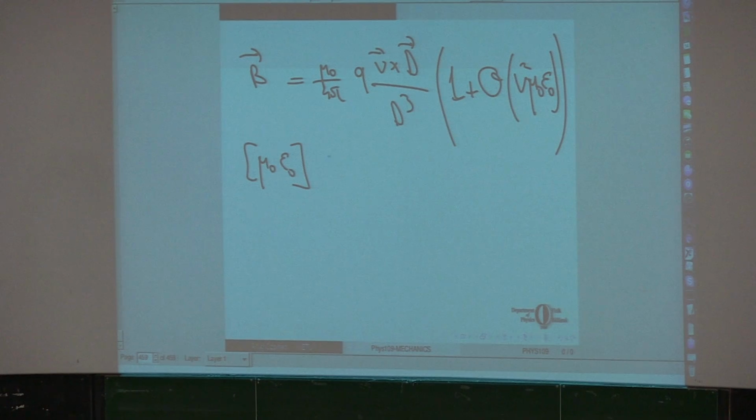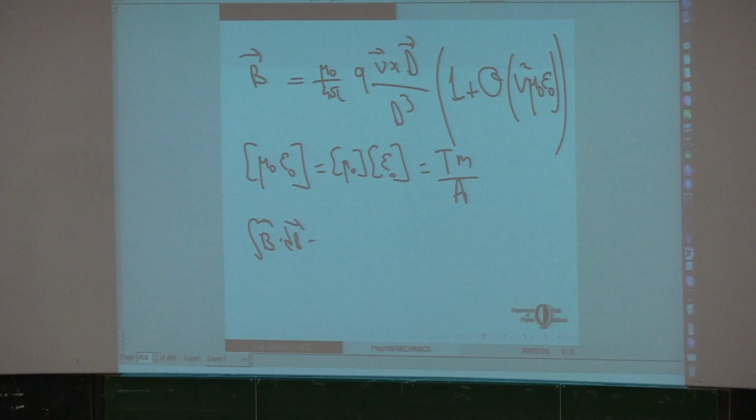What is the unit of mu 0? Mu 0 is Tesla meters per ampere. Well, you can just use this one. B dot dl is mu 0 times I. The units have to match. Mu 0 has to have the units of B, which is Tesla, times dl, which is meters, divided by I, which is amperes. What is Tesla?